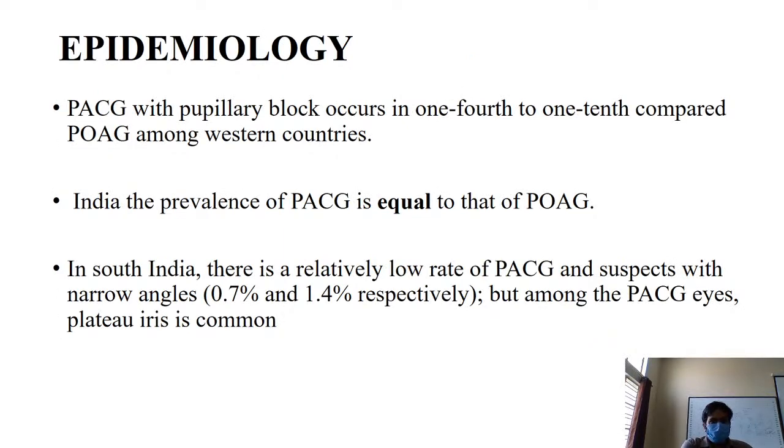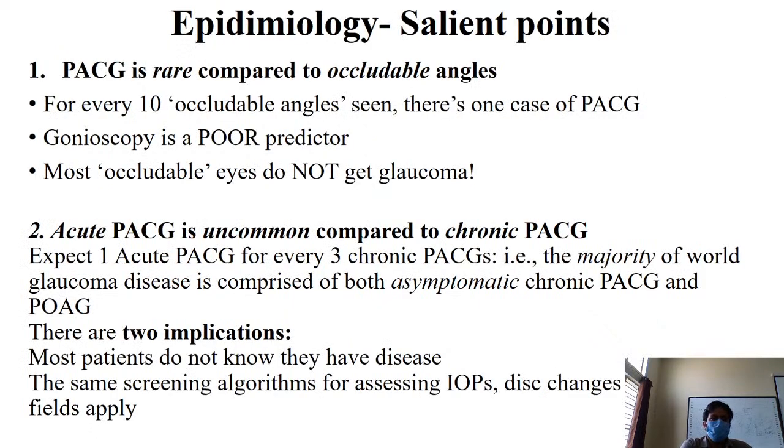Coming to the epidemiology, PACG with pupillary block occurs in 1/4 to 1/10 compared to POAG among Western countries. In India, the prevalence is equal, but some studies show that in the southern part of India there is a relatively low rate of primary angle closure suspect with narrow angle, but PACG in these cases because of plateau iris is very common. So PACG is rare compared to occludable angle.